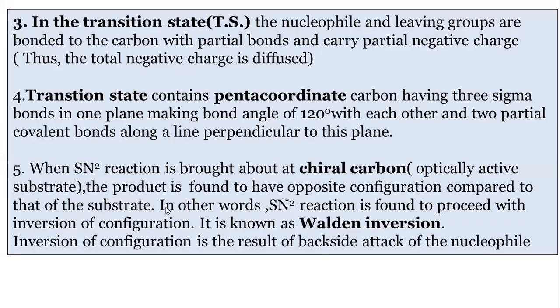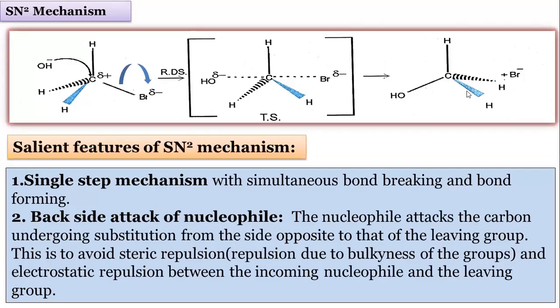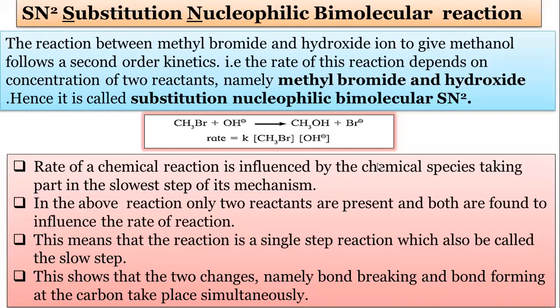When the nucleophile attacks, it is called Walden inversion. Inversion of configuration is the result of backside attack. Always remember, this inversion takes place when the nucleophile attacks from the backside of the leaving group. This is the main indication. Inversion of configuration is an indication of backside attack. So this is a very simple reaction, the SN2 mechanism. These are the main points I am going to discuss with you.